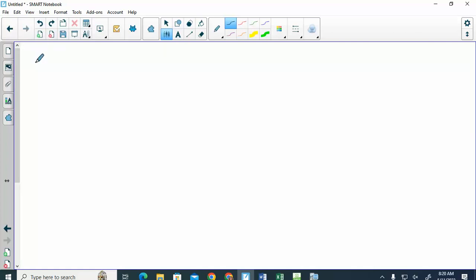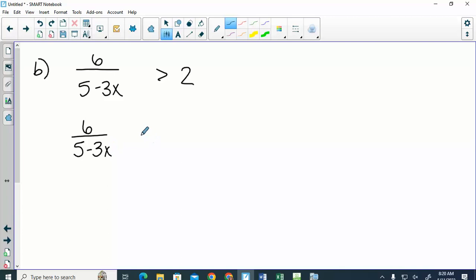So if we look at E, it's an inequality, so we need the same setup, but we don't have it to start with. We have a fraction on one side, but I need 0 on the other. So what we do first is subtract over the 2. This is just like a 2 over 1. I need to get these into a single fraction, so we need a common denominator. So I'm going to multiply this by 5 minus 3x on top and bottom.